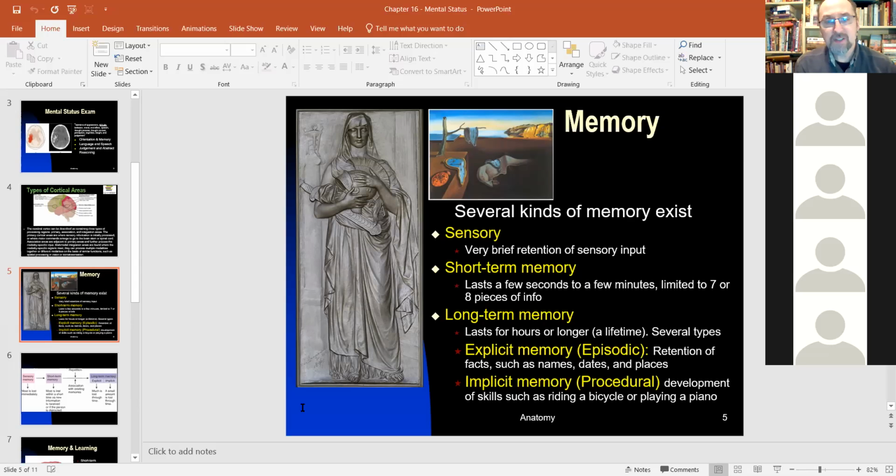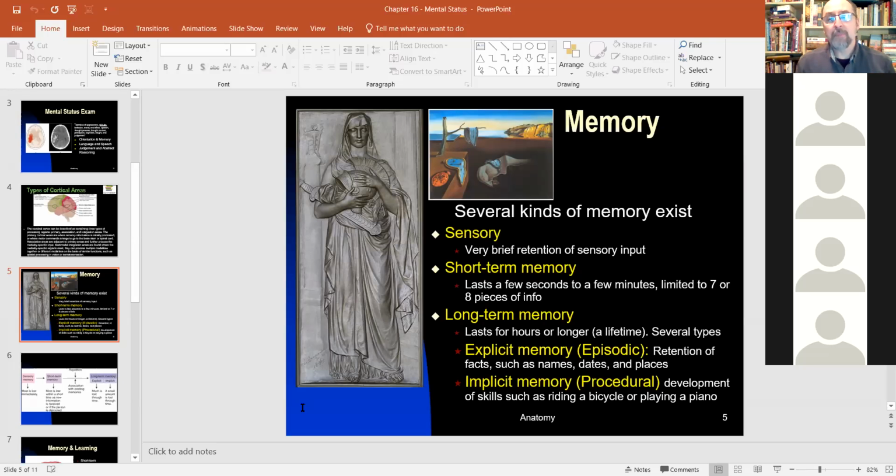However, some pieces of sensory and short-term memory can be converted into long-term memory. And long-term memory may last a lifetime. There are several types of long-term memory, at least two types and maybe more. There's explicit memory, which again you can put into words. It's retention of facts, names, dates, places, sequence, like I read this in the textbook and I know it came from there, so I know it's true and it's in there and I'm going to use it.